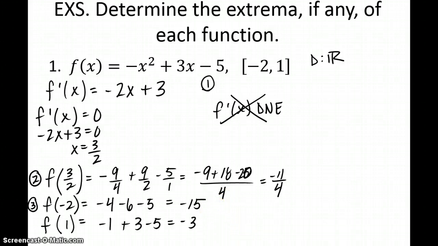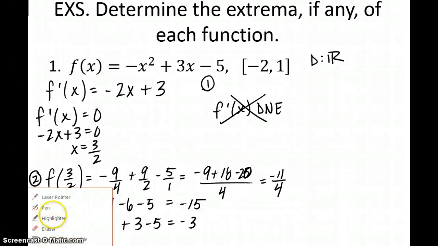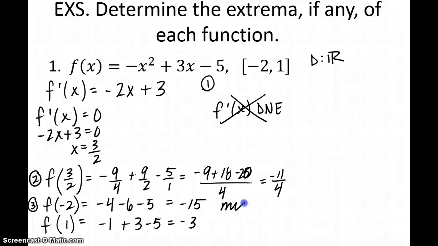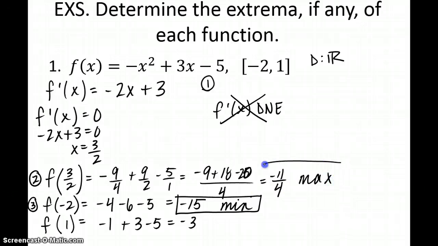So it's certainly clear to see that the minimum occurs at negative 15, or the minimum is negative 15, and the maximum value would be negative 11/4. And then you're finished.